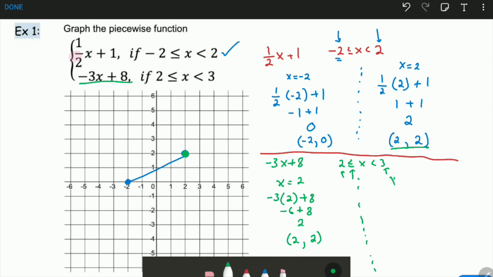For the other side, x equals 3 is my second endpoint. Plugging it into the rule, we have -3 times 3 plus 8. -3 times 3 is -9, plus 8 gives us -1. So the ordered pair is (3, -1). And this is an open dot because of the less than sign. Connecting, and we are good.